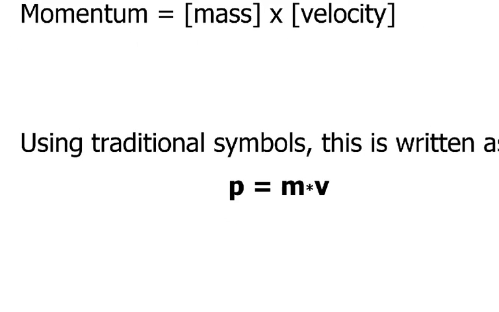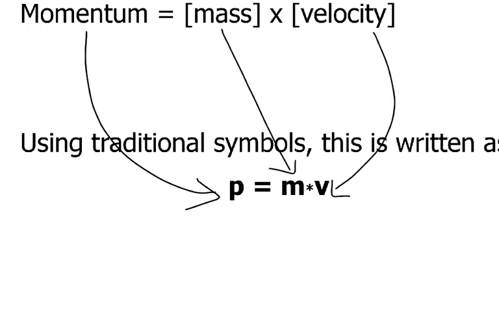And then if we use the traditional symbols for momentum, those would be little p for momentum, m for mass, and v for velocity. Alright, I'll just write that right there. So that's your equation, that guy right there. As long as you know mass and velocity, you can calculate momentum. Alternatively, if you happen to know the momentum, you could calculate either of these two quantities, assuming you knew one of them. Okay.